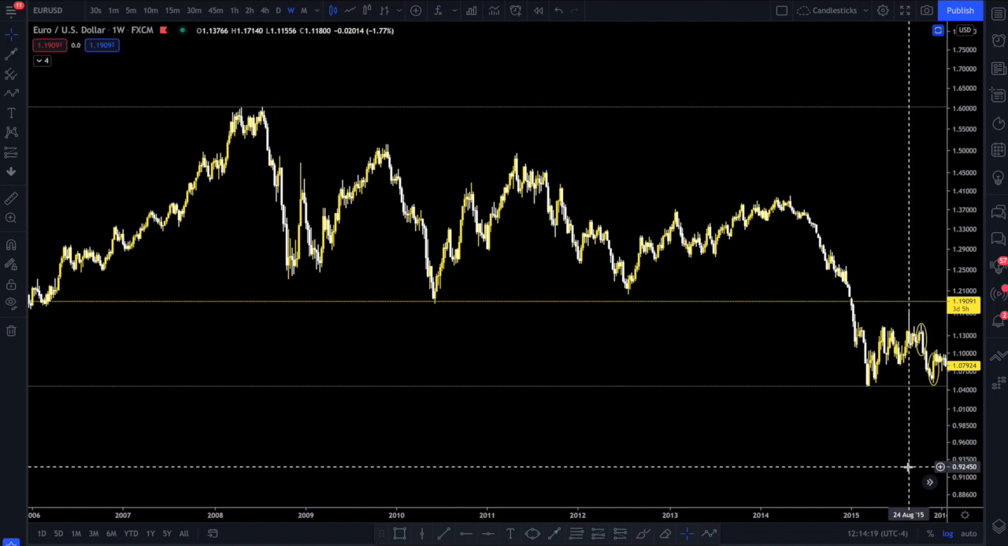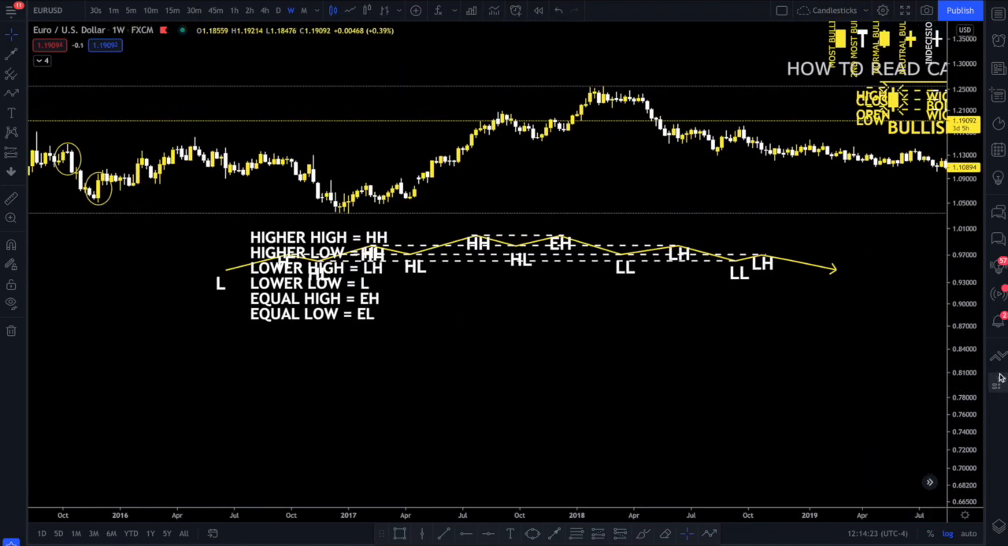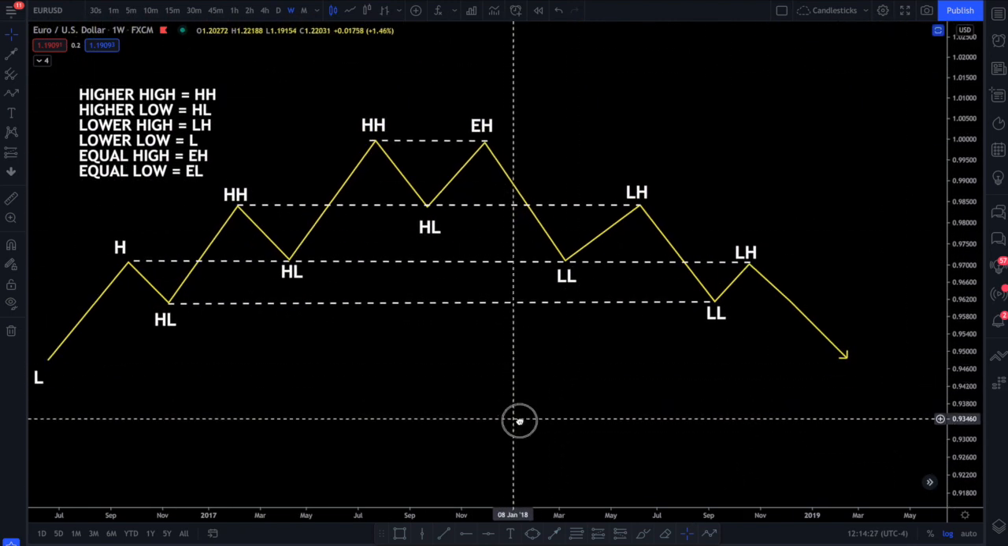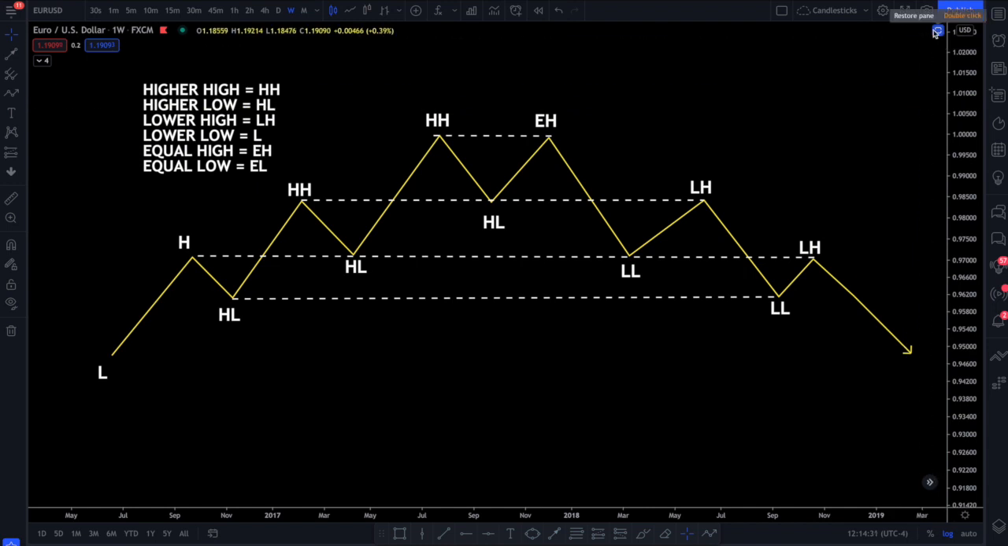I appreciate your guys' time. In the next videos, we're going to be talking about market structure. As you see here, I have it listed. I'm going to be going through and breaking this stuff down for you guys. I appreciate your time and I will see you in the next video.